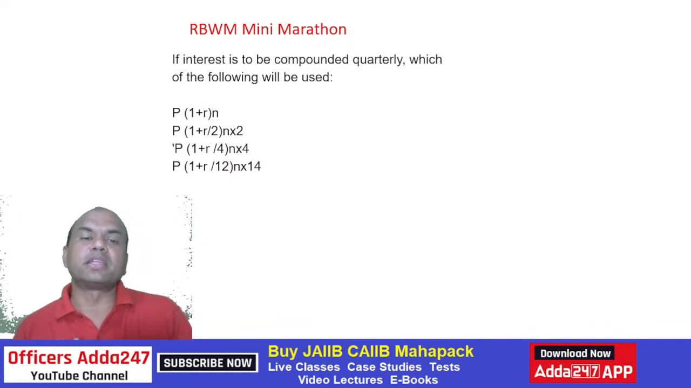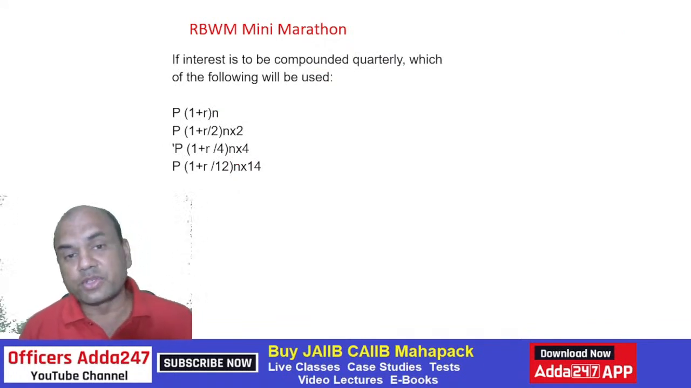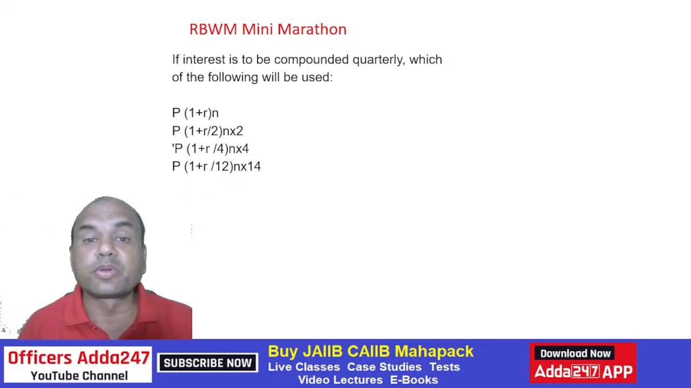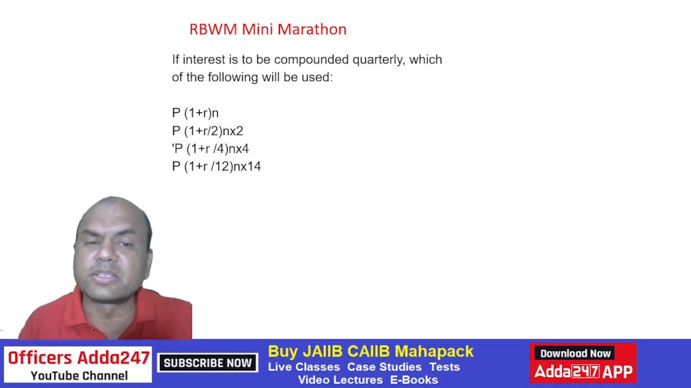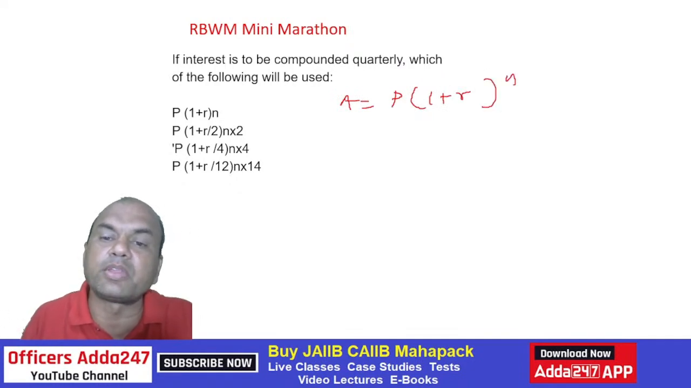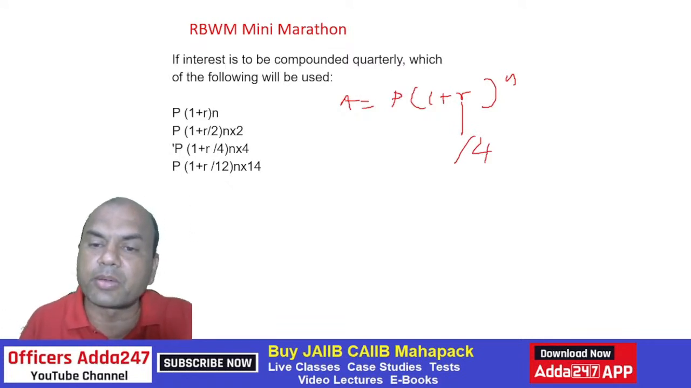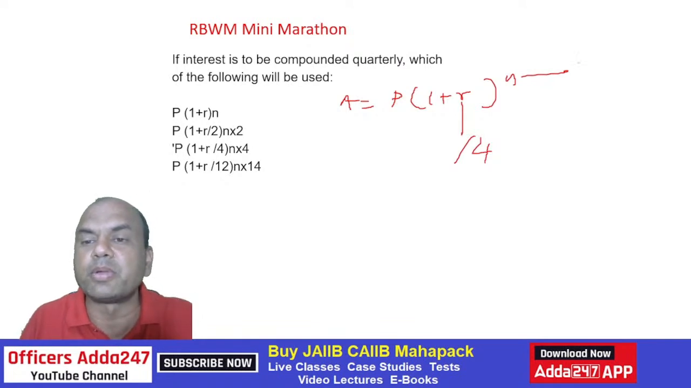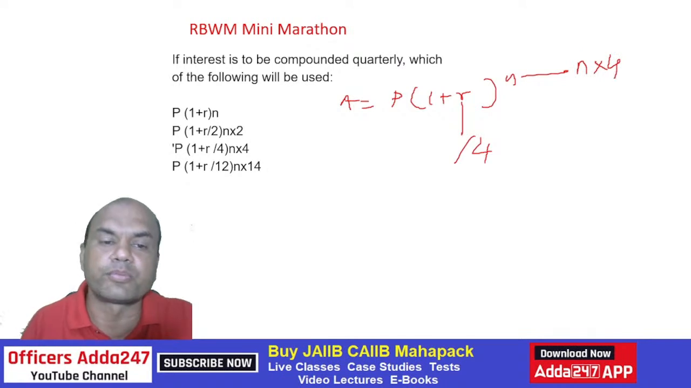If the interest is to be compounded quarterly, which of the following will be used? Similar question, isn't it? Again, A equals P into 1 plus R raised to n. Now quarterly means what? Divided by 4, so R upon 4. And whatever number R is divided by, the same number will be multiplied to n. So n into 4. So R upon 4, n into 4.